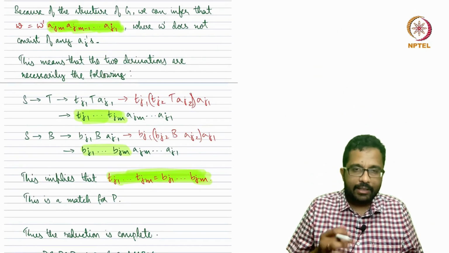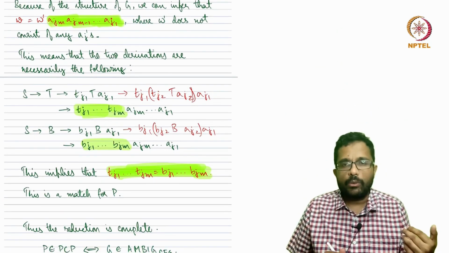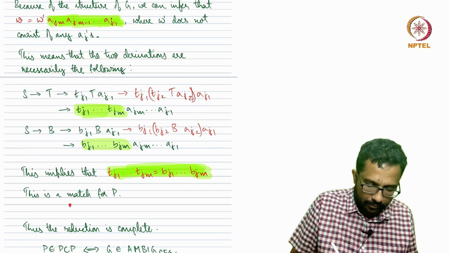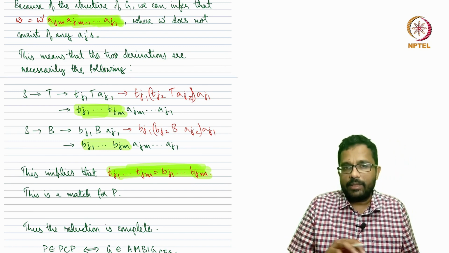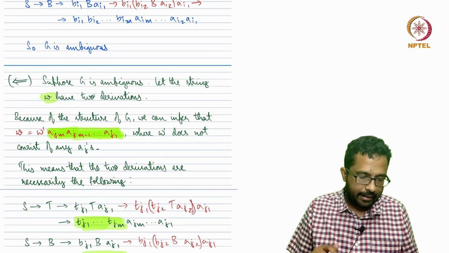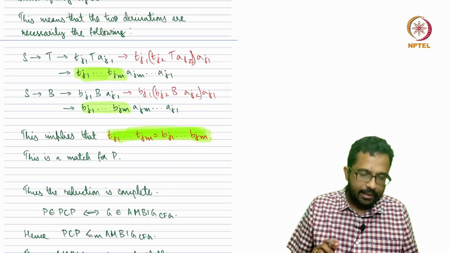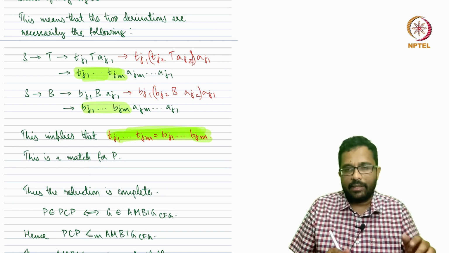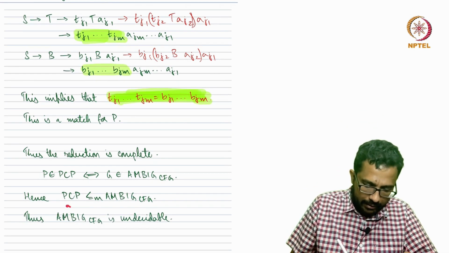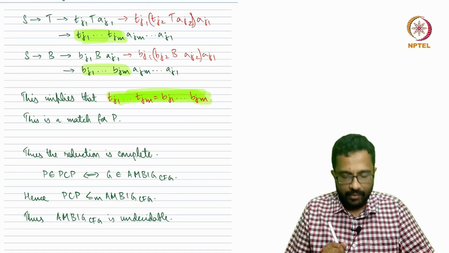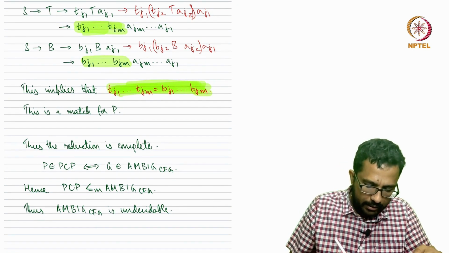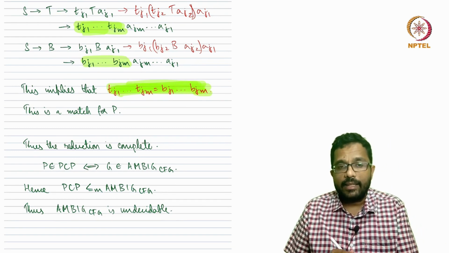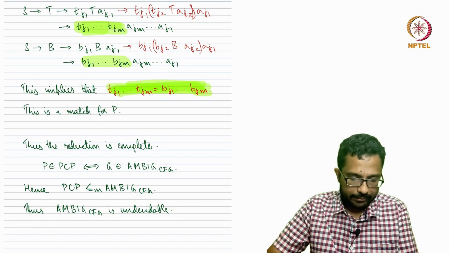So that's it. Because the grammar was ambiguous, from the ambiguity of the grammar we got a match for the PCP instance, right? So that completes the second direction of the reduction, or the correctness. So this implies that the original PCP instance P is a yes instance of PCP if and only if the grammar is ambiguous, and that gives us the reduction from PCP to ambiguous CFG, which means that ambiguous CFG is undecidable. In other words, given a context free grammar, it is undecidable to determine whether it is ambiguous, right?